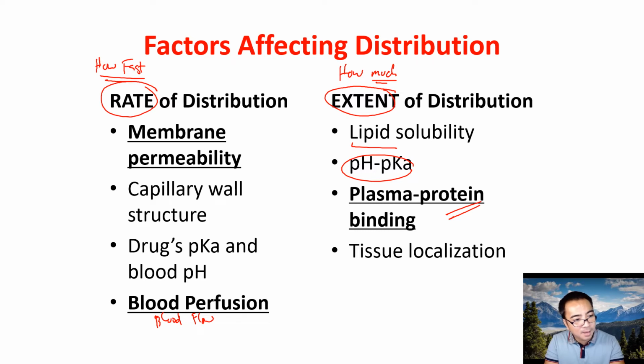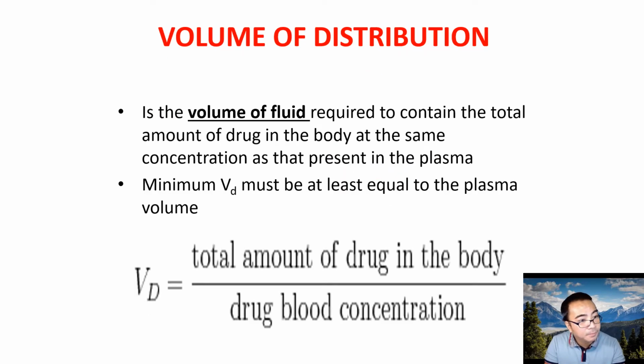Now, let's discuss, class, about volume of distribution. Volume of distribution kasi, class, is the kinetic parameter that assesses distribution. Okay? So basically, class, we assume here, or ang formula na ginagamit natin here simply is the total amount of drug in the body, which refers to your dose administered, divided by the drug blood concentration.